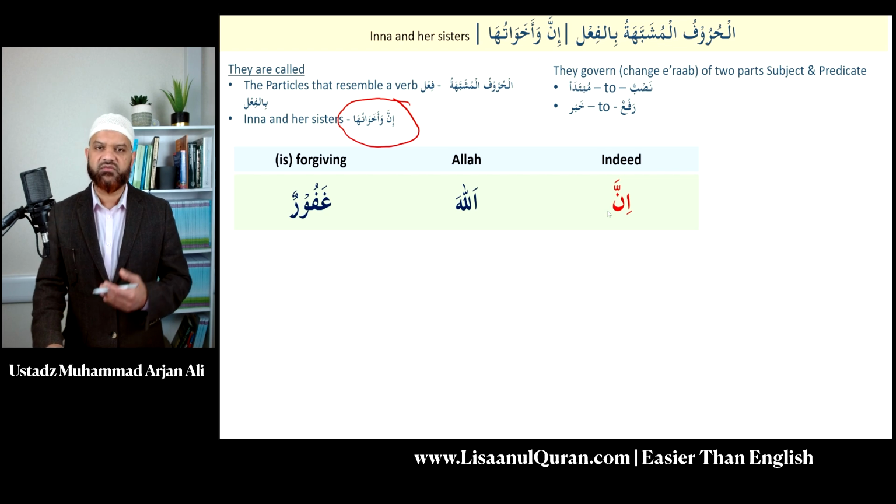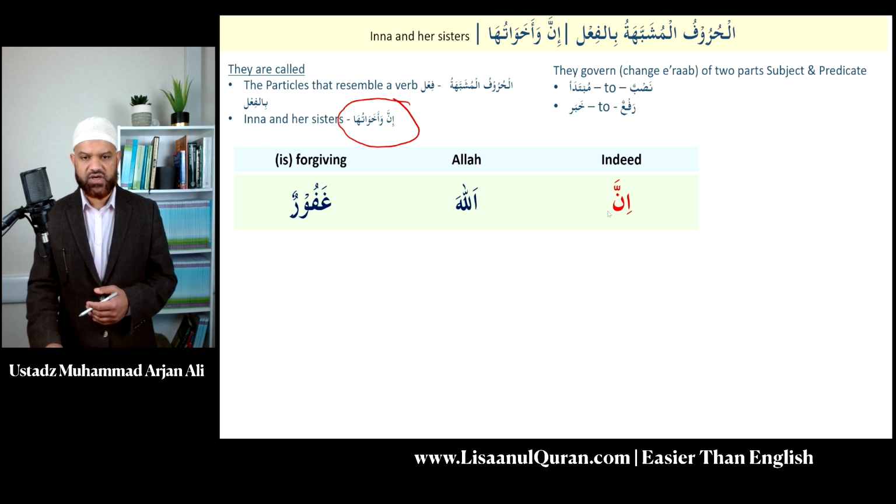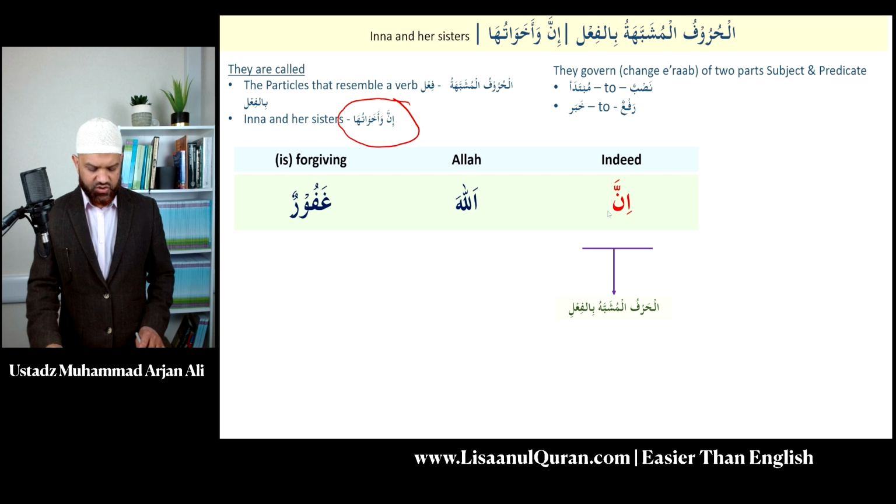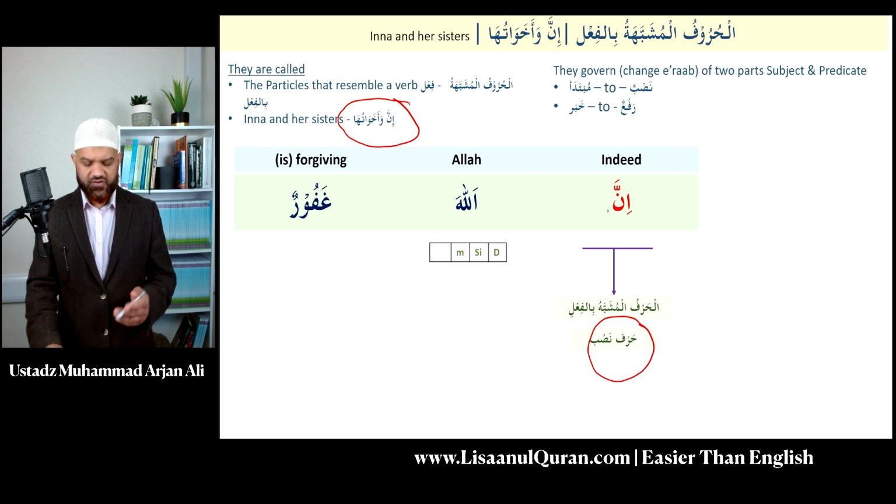There were 17 of them. 11 of them used most frequently in the Quran. All 6 of these are used in the Quran. Now, the example you are already familiar with is the word Inna. Inna will convert the mubtada into nasab. You know that already. So Inna, we're going to simply call it harf of nasab, and it will convert the mubtada into nasab status.